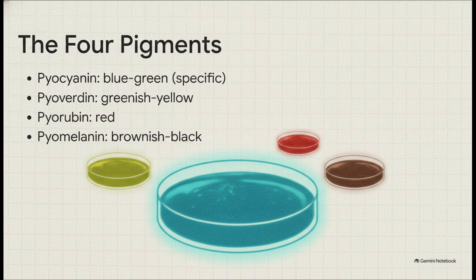You've got pyoverdin, which is greenish-yellow, pyorubin, which is red, and pyomelanin, a brownish-black pigment that develops really slowly over a matter of weeks. But the absolute star of the show is number 1, pyocyanin. This blue-green pigment is unique to this organism. If you see a blue-green pyocyanin pigment, you have definitively identified Pseudomonas aeruginosa.